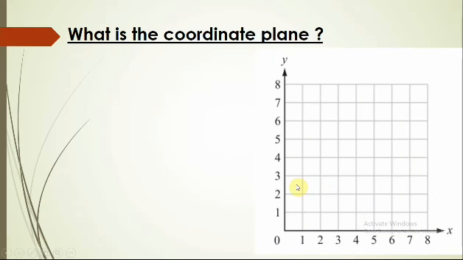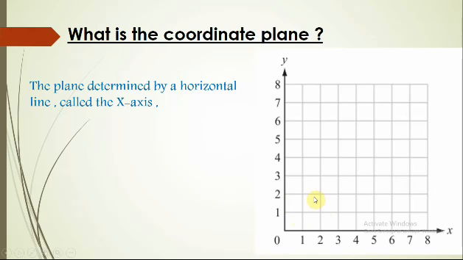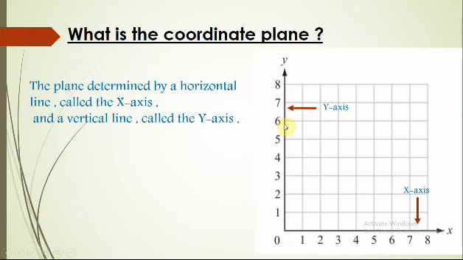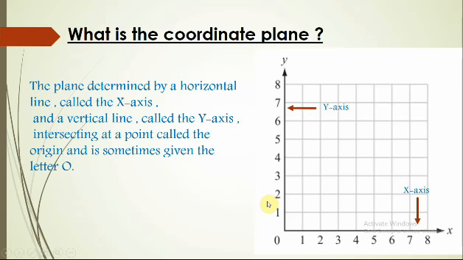To understand it, we can say that it is the plane determined by a horizontal line called the x-axis. This one. This is the x-axis, the horizontal line. And a vertical line called the y-axis. This one. This is the y-axis. What about these two axes? They intersect at a point called the origin. Here it is. It is sometimes given the letter O. So sometimes we can call this O or the origin. So to form a coordinate plane, we have an x-axis, a y-axis, and the origin point.